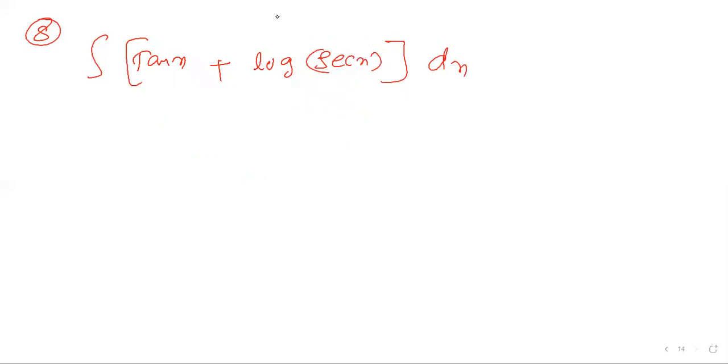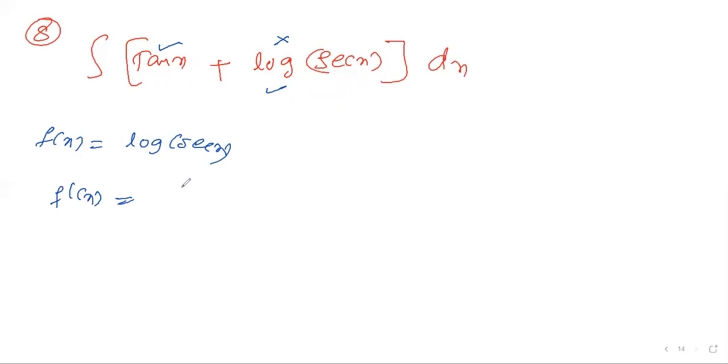Now change the pattern. This is just an experiment, you're not supposed to get it out right away. Now you take this one, you try it out. So f of x is equal to log of secant x. Now let us try to find f dash of x. We have a procedure, right? f dash of x is equal to what?